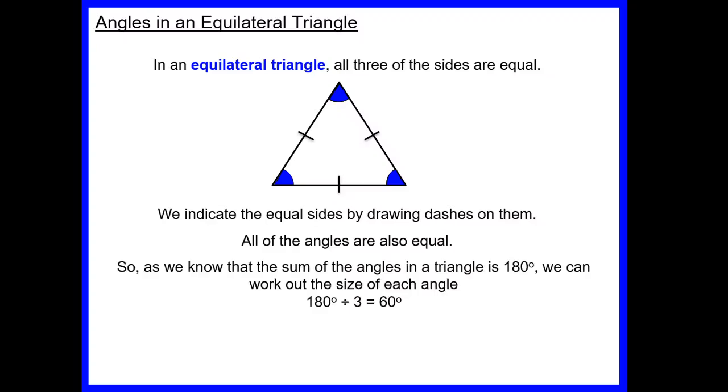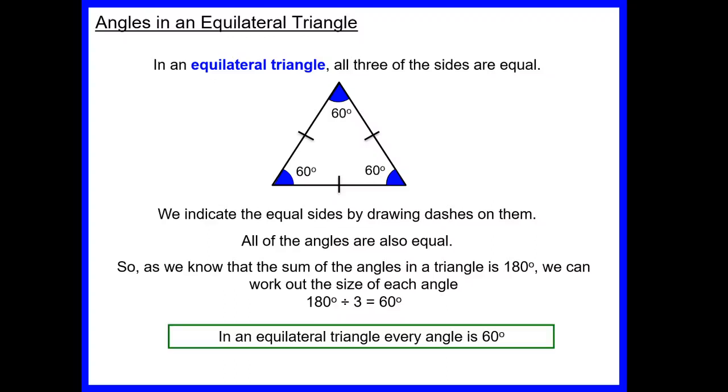So if we know that the sum of the angles in a triangle is 180 degrees, and we know that all three must be exactly the same size, we do 180 divided by 3, each angle is 60 degrees. So in an equilateral triangle, every angle is 60 degrees. So again, this is a fact that we need to learn. So when you're given an equilateral triangle, you may not be told any of the angles on the inside. You need to know that they will always all be 60 degrees.